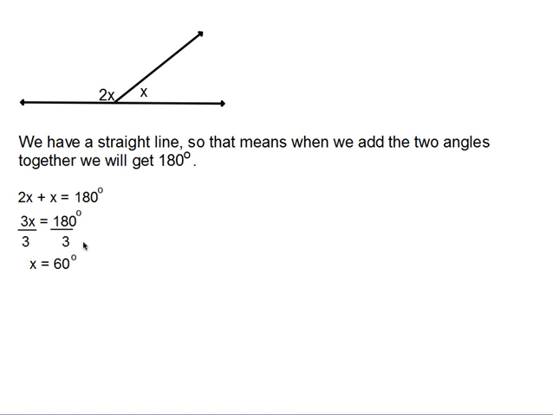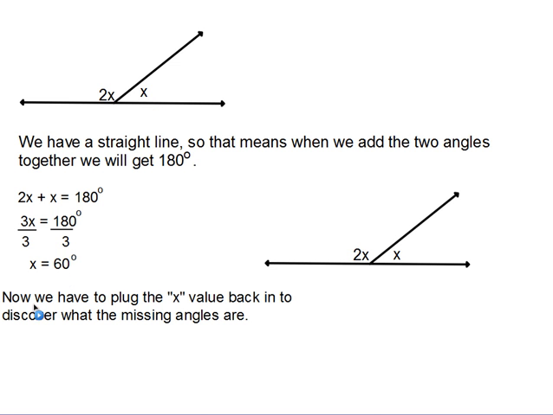Now, that's only going to tell me one of my angles, the one that just has an x. But this one over here has a 2x. So I need to substitute that back in. Now that we plug the x value back in, we discover the missing angles. This one says 2 times 60, because x was 60, so that's 120 degrees. This one was just x, so that's 60 degrees. So we plug those in, and that's what my two angles are.